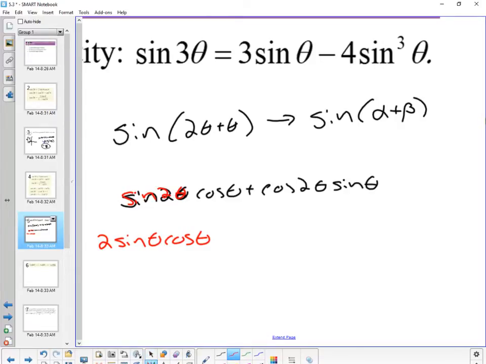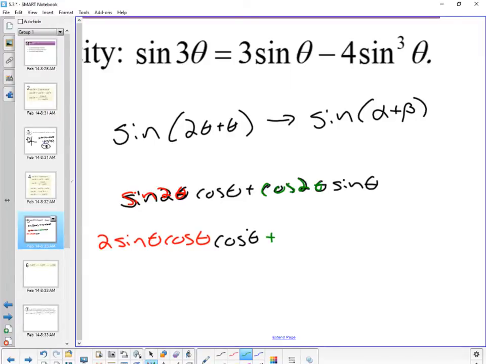I'm going to color code it. So sine 2 theta is the new formula I gave you: 2 sine theta cosine theta. Cosine theta is just cosine theta, correct? Cosine theta. And then cosine 2 theta. What's my new formula?